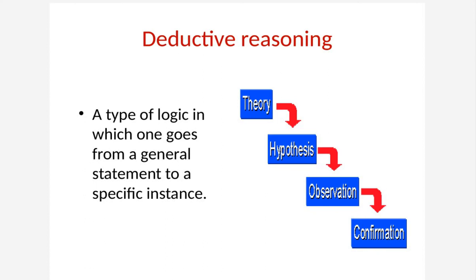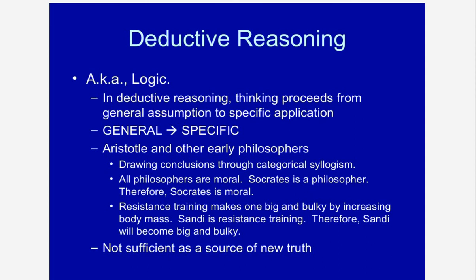It's very important that you understand deductive reasoning. Like Aristotle is saying, thinking proceeds from general assumption to specific application. In other words, we move from general to specific. So Aristotle and the other early philosophers said we must draw conclusions through categorical syllogism. So if I say all philosophers are moral, and Socrates was a philosopher, therefore Socrates is moral.